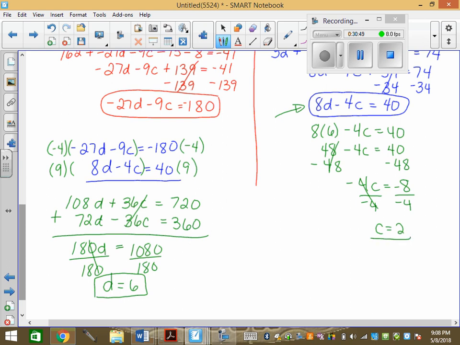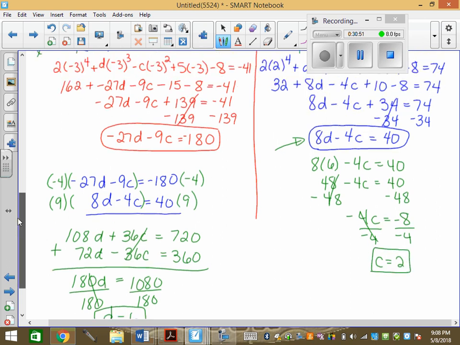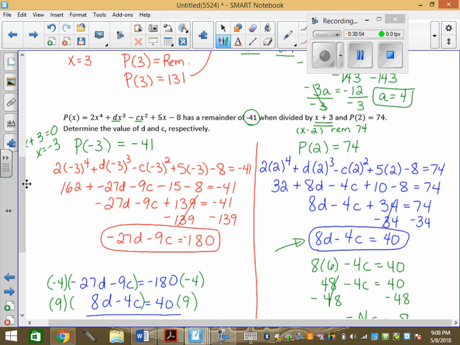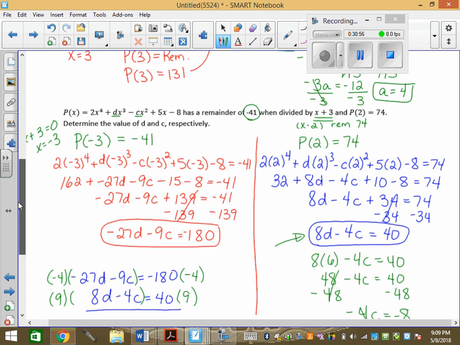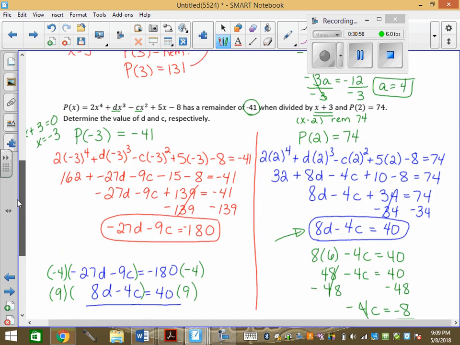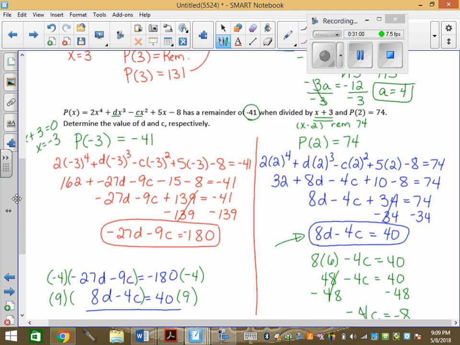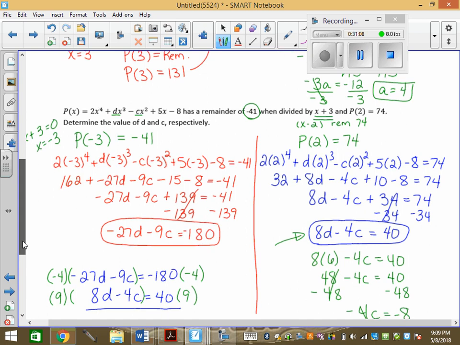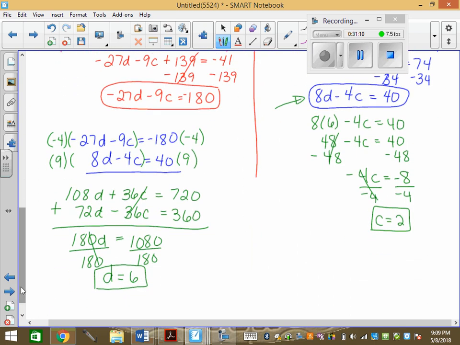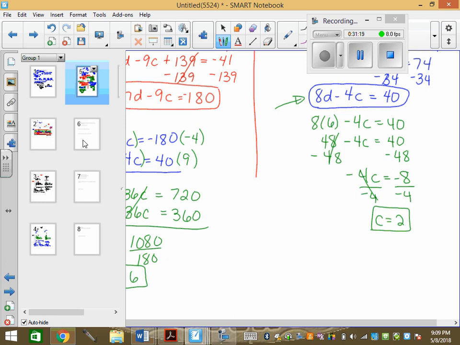And I could check this. I could plug the c and the d back into this polynomial up here. So I could plug 6 in for d and 2 in for c. And then I should be able to plug in either negative 3 for all the x's and get negative 41, or plug in 2 for all the x's and get 74. So I can check these. Okay, so lots of work, but that's how you do it. So if you're missing 2 variables, you have to do remainder theorem twice. If you're missing 1 variable, remainder theorem once.